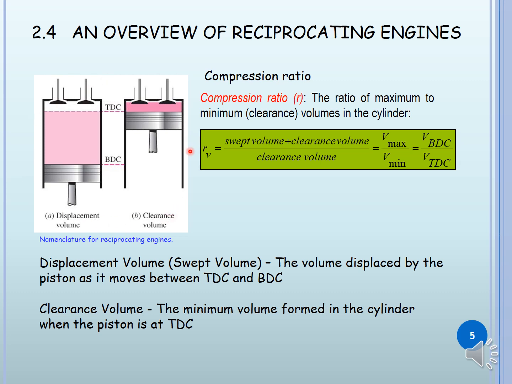In this figure, we can see the volume at top dead center and at bottom dead center. So A, we call it the displacement volume or swept volume. So it is the volume displaced by the piston as it moves from top dead center to bottom dead center. And clearance volume is the minimum volume formed in the cylinder when the piston is at the top dead center.